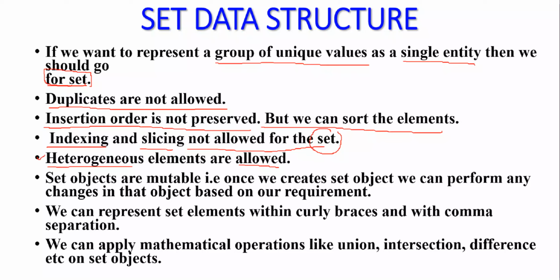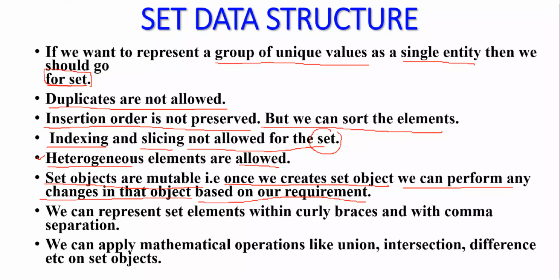Sets are mutable. The objects in the set are mutable. That means once we create a set object, we can perform any changes in that object based on the requirement. Once we have defined the set object, if you want to do modifications in those objects, then you can perform any changes based on our requirement. So set objects are mutable.